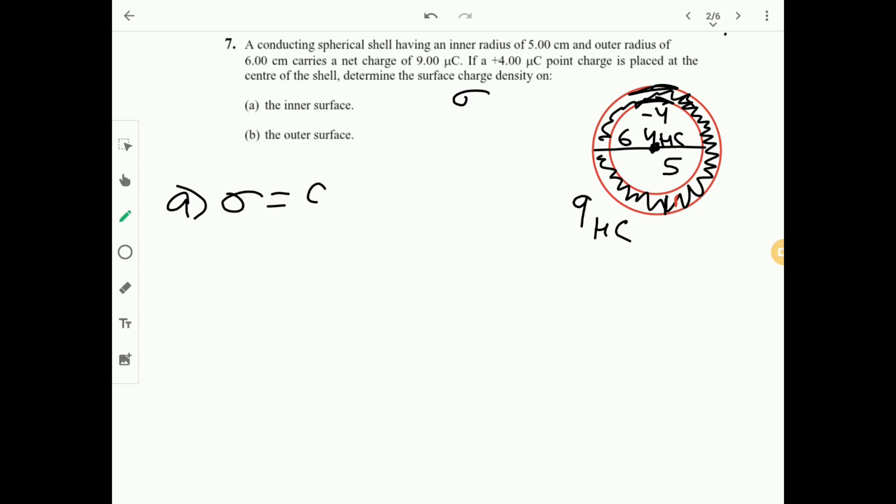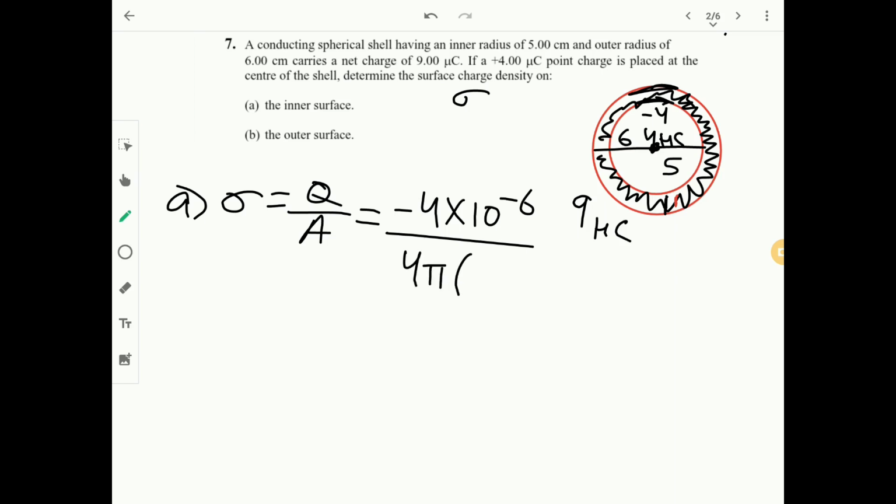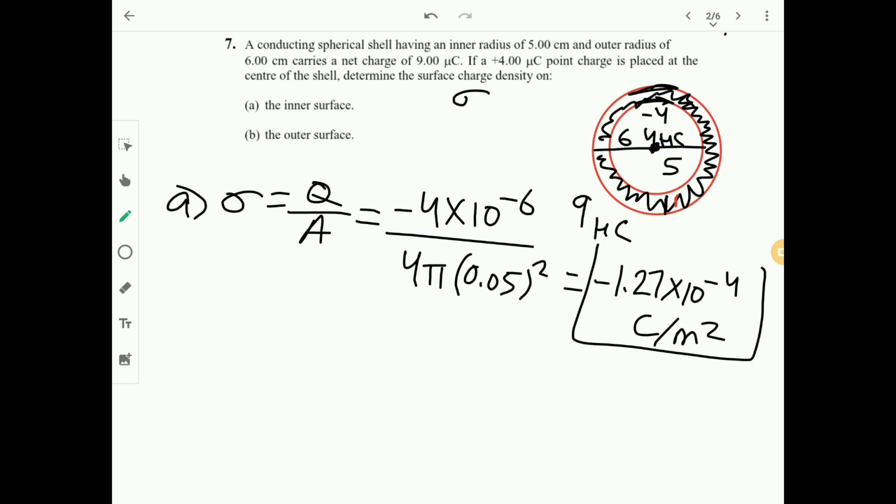So sigma is equal to Q over A, right? Charge over area, which is minus 4 times 10 to the minus 6. Now we are talking about a sphere, right? So it's 4 pi, radius is 5 centimeters, so 0.05 squared, which should give us minus 1.27 times 10 to the minus 4 coulombs per meter squared. Part B now. Let's call this sigma 1. Now we are looking for sigma 2.